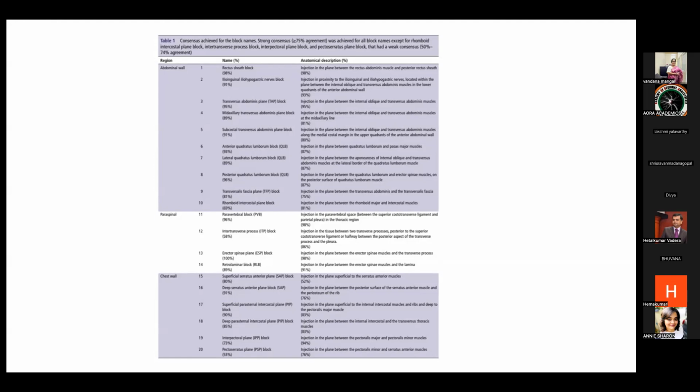Then you have the deep parasternal intercostal plane block, injection in the plane between the internal intercostal and the transversus thoracis muscle. Then you have the interpectoral plane block, injection is between the pectoralis major and the pectoralis minor muscle. And the pectoserratus plane block, where the injection is between the pectoralis minor and the serratus anterior muscle.